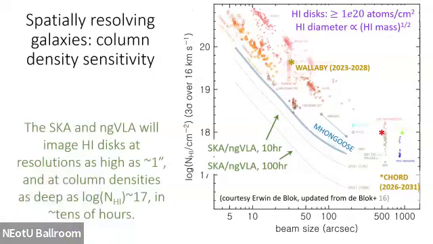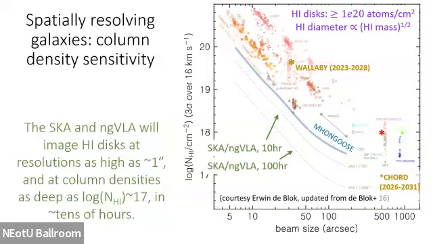When you're talking about spatially resolving galaxies, though, the metric to keep in mind is column density sensitivity. And in that context, this is a really useful diagram, first put together by Erwin de Block. So the y-axis shows column density sensitivity, and the x-axis shows angular resolution. Each point on this diagram shows an H1 map, generally from a sort of historical observation.